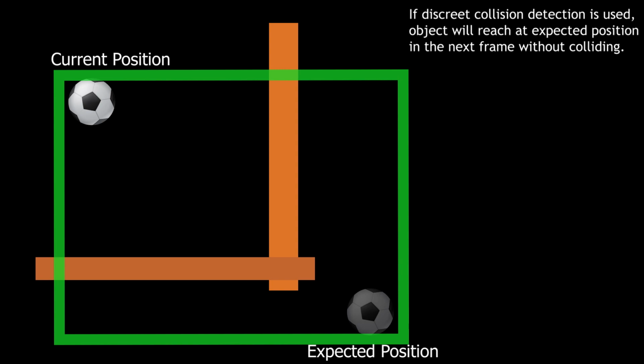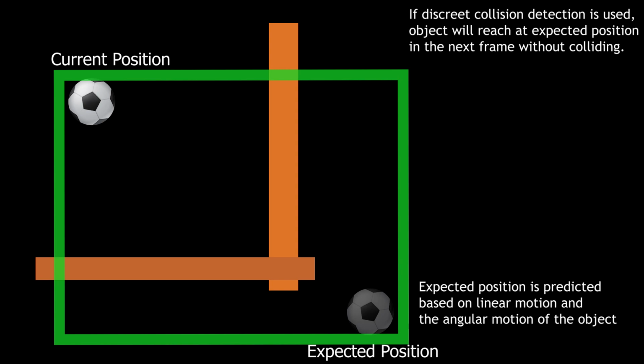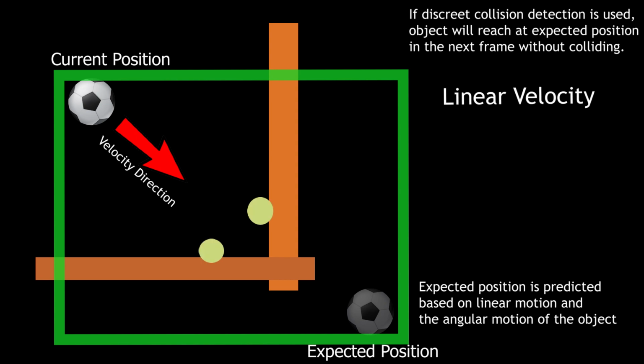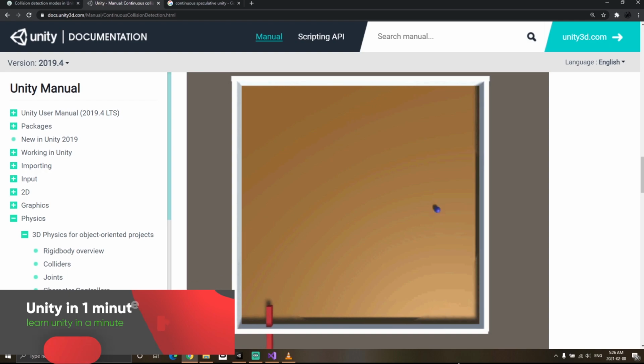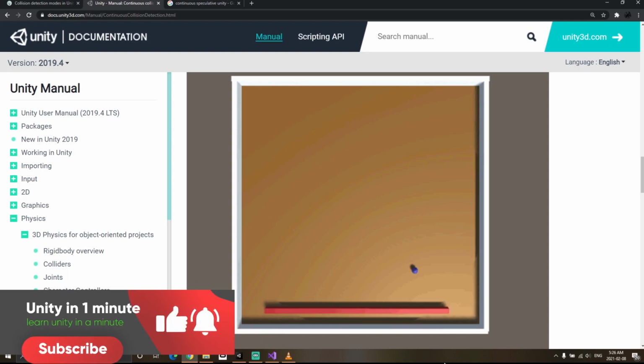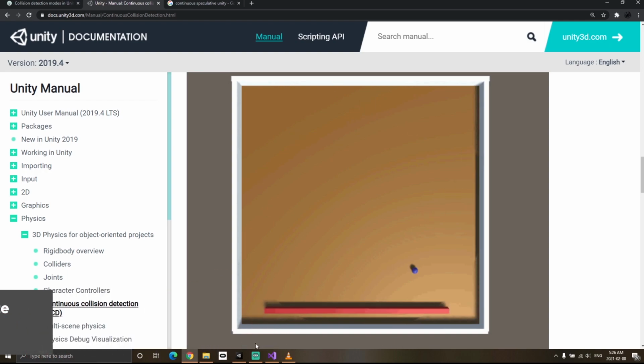This expected position does not only consider the linear motion of the object, but also the angular motion of the object. Now, this bounding box actually uses the current velocity of the object in this particular frame in order to detect the potential contact points in the next frame, depending on the current linear velocity as well as the angular velocity of the object. So this is why speculative collision detection does not miss a fast rotating object, as you can see in the example over here.